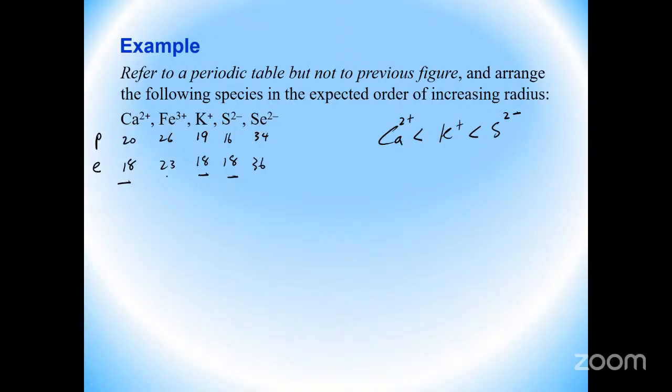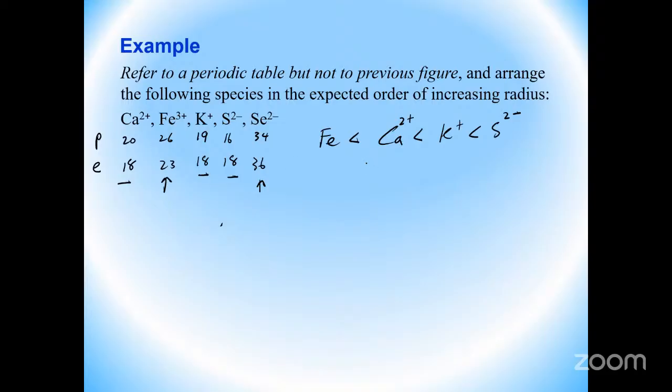Now, the problem is, where do iron and selenide fit in? Well, in the case of iron, iron is in the same period as potassium and calcium, right? And iron has a greater nuclear charge, right? So I would put iron here, because it has the greatest nuclear charge of those three. Again, the greater the nuclear charge, the greater pull it will have on the surrounding electrons, all right?